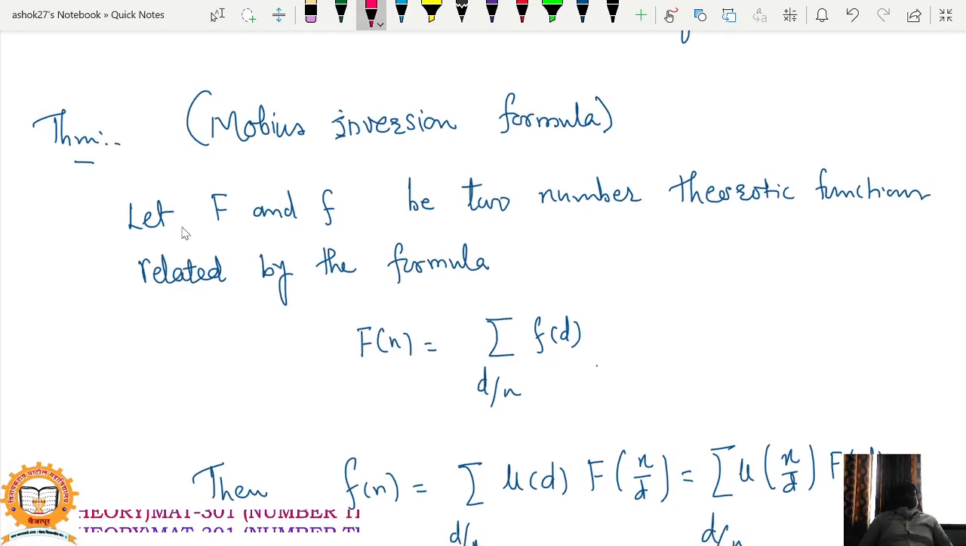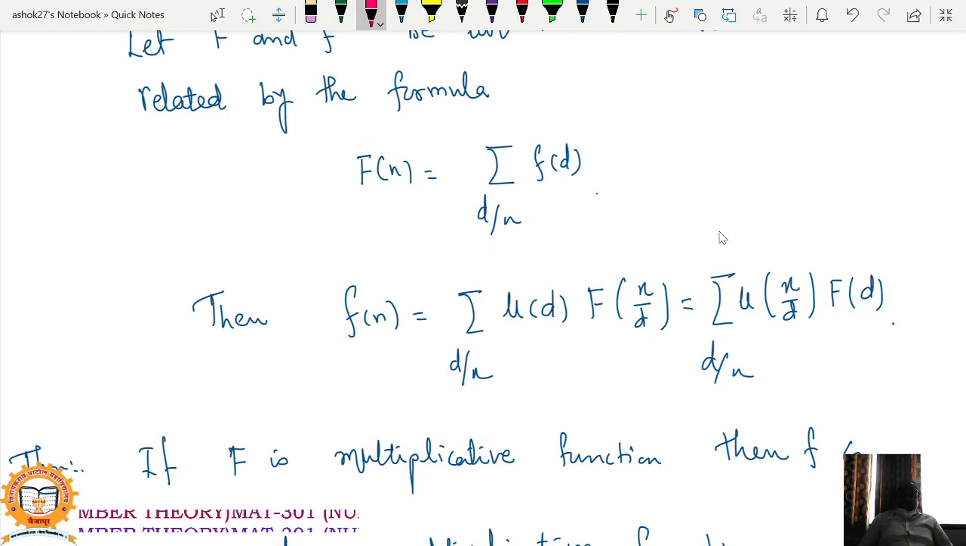And next, that is the Mobius inversion formula. This is an important formula, an important theorem. Actually, its proof is there, but we skip this proof.